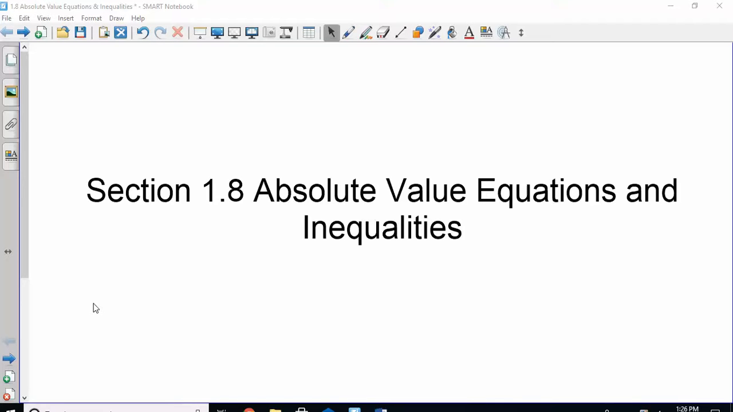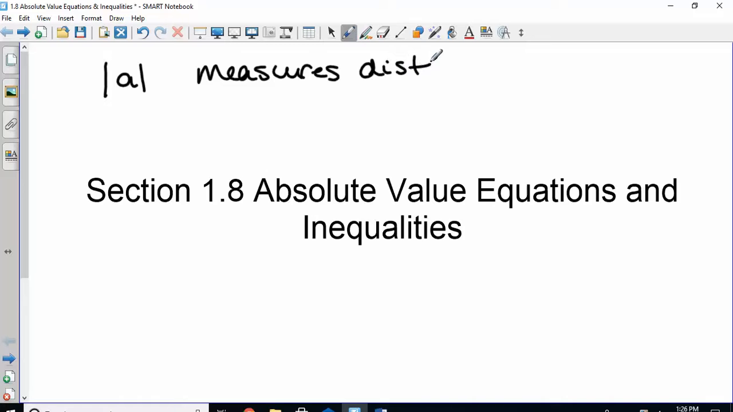is absolute value. You see the vertical bars, and it measures distance from 0. Distance has to be positive, of course, so that means absolute value is always positive.